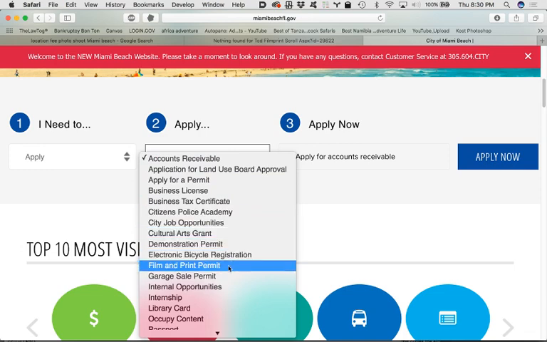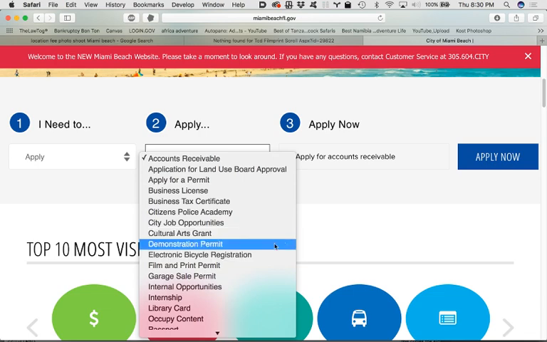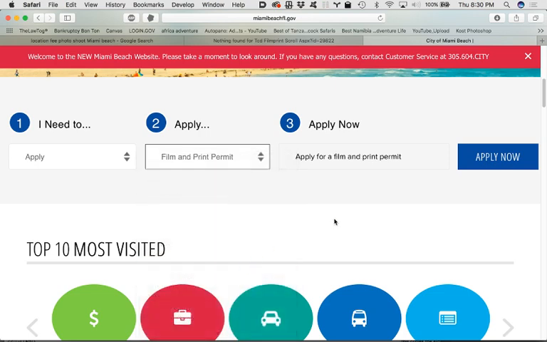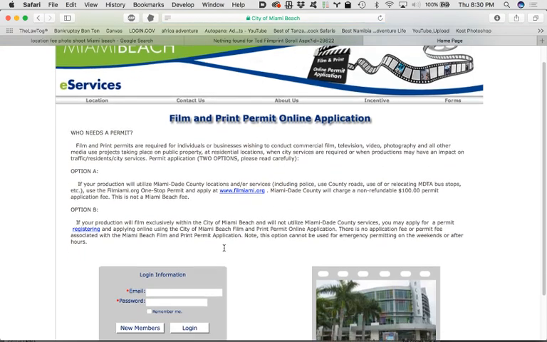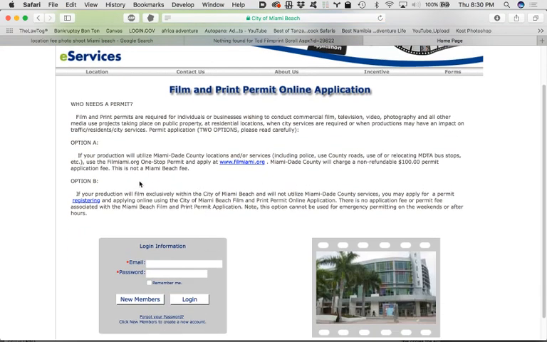Film and print. Okay, guys, look at this. Can I get everybody to go here, please? I'm at miamibeachfl.gov, Miami Beach film, and I need to apply for a film and print permit. Apply for this now. Say okay to this. Who needs a permit? It'll go through this whole part right here.